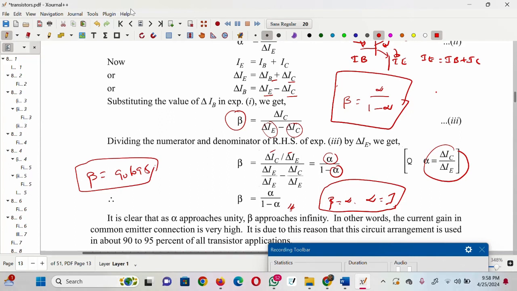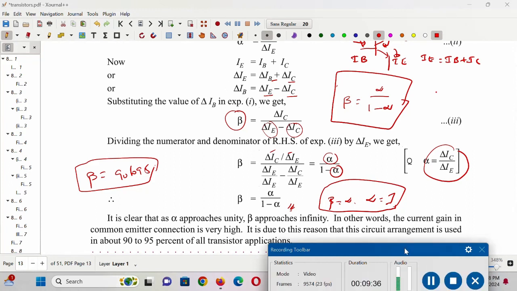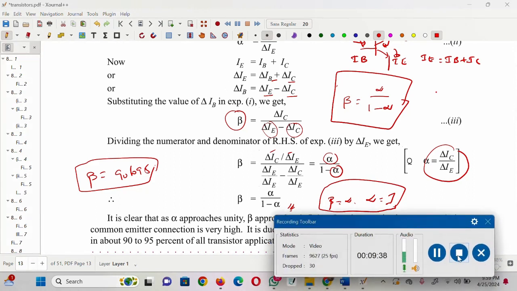After that, collector current and leakage current also come, which we will discuss in the next video. Now I am going to discuss the input and output characteristics of the common emitter configuration. Please wait for the next video. We will discuss the common emitter configuration input and output. Thank you once again.